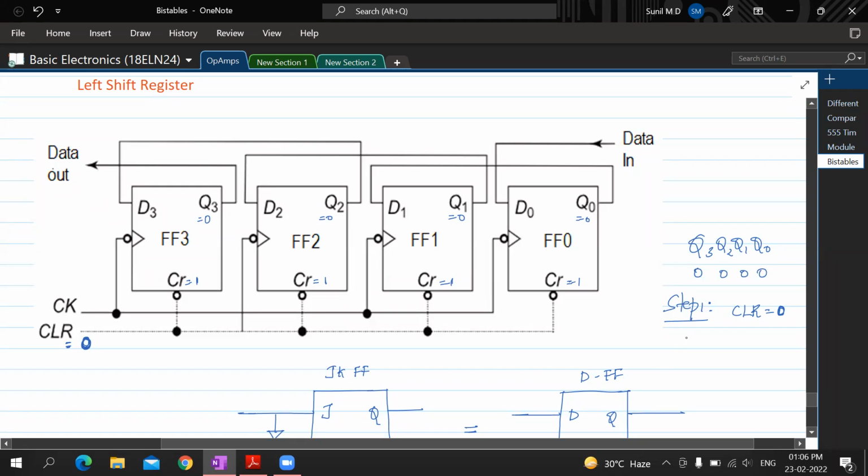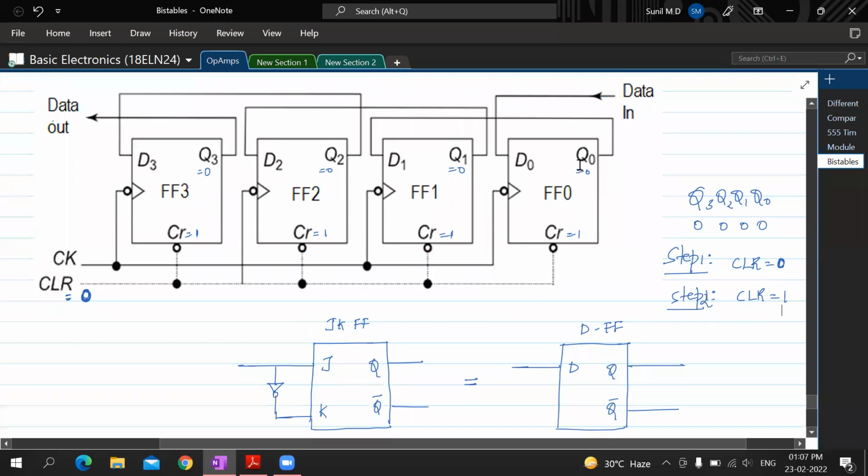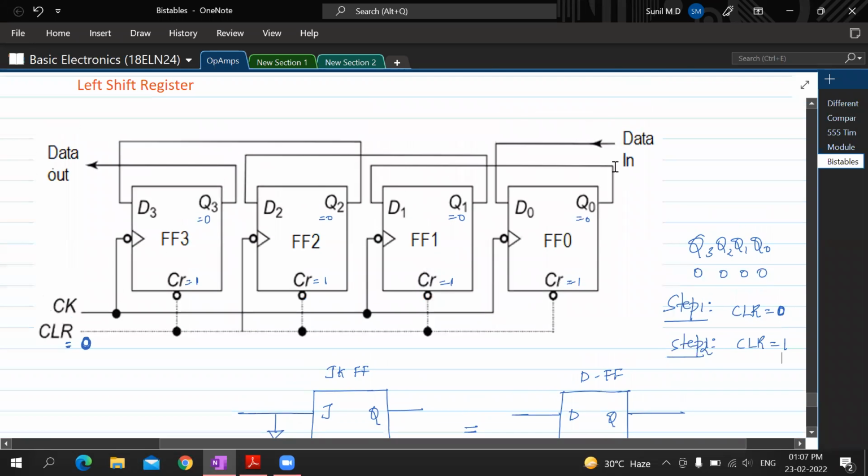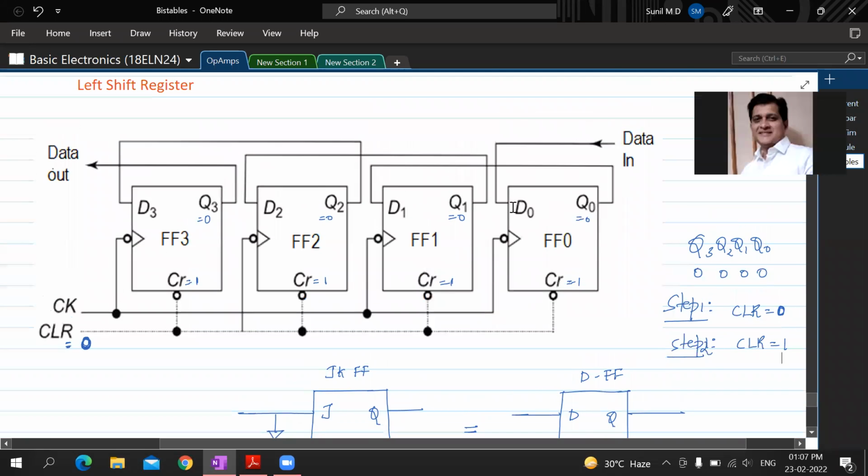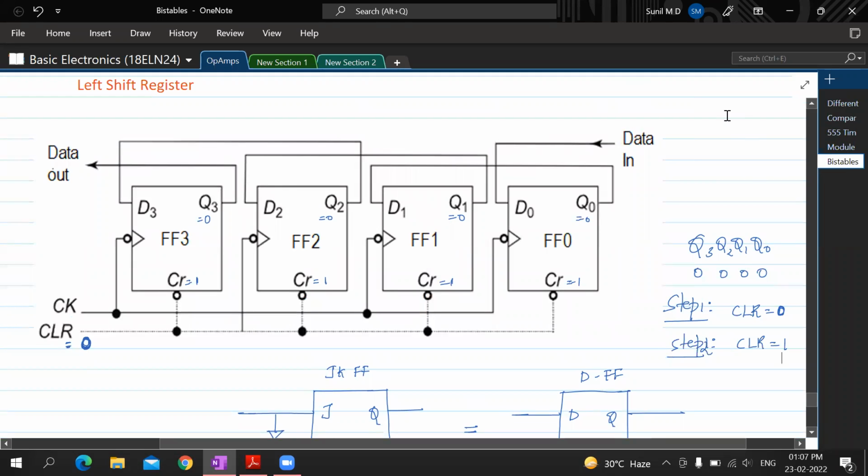After that, this clear is made 1. Once all the outputs go 0, the second step is making this clear 1. Once that is cleared, then we have to see what data comes in. See here, where is the data being given? Data in is here. D0 will have the data in. You see this? So this is where the data in is. So data is given in this direction.